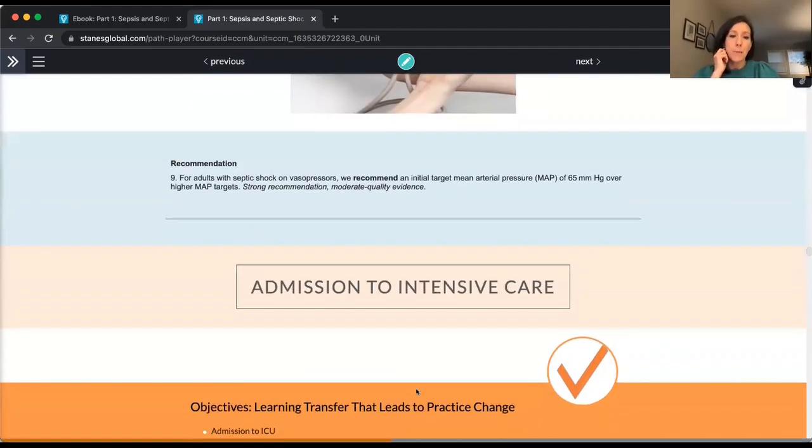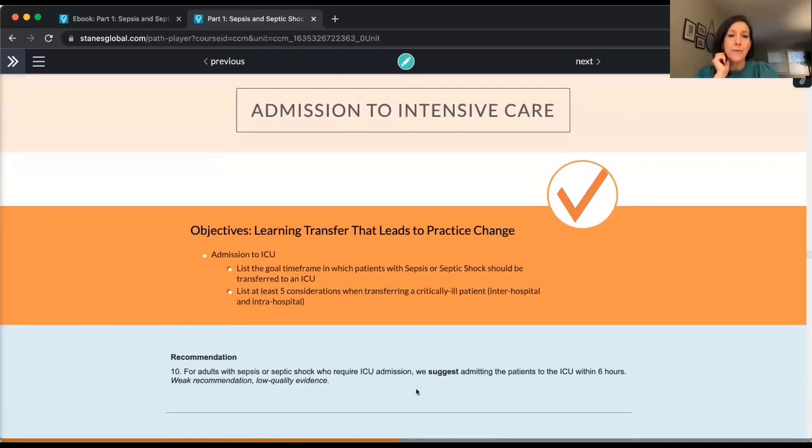So we're going to move on and talk about admission to intensive care. And this is very relevant to our discussion in that Mr. G is in a district hospital without an intensive care unit. And so this recommendation is going to cause some challenges for us when we're working in rural areas. So we need to list the goal time frame in which patients with sepsis or septic shock should be transferred to an ICU, and list at least 5 considerations when transferring critically ill patients. And this can apply to inter-hospital, which means between 2 facilities, or intra-hospital, which means within the 1 facility.